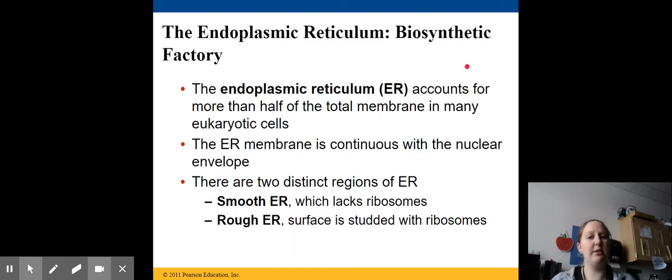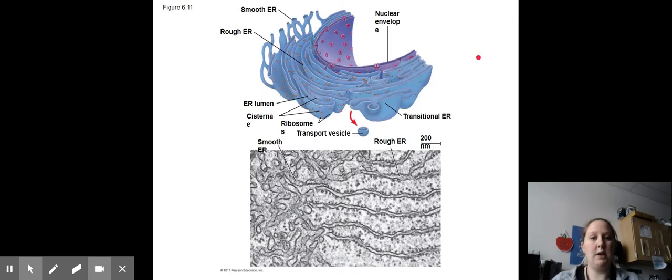The endoplasmic reticulum accounts for more than half of the total membrane within eukaryotic cells. The endoplasmic reticulum's membrane is continuous with the nuclear envelope, and it has two distinct regions. First being the smooth endoplasmic reticulum, which lacks ribosomes, and the rough endoplasmic reticulum, which is studded with ribosomes. Here we see the rough endoplasmic reticulum studded with those ribosomes and the smooth endoplasmic reticulum out here on the outside.